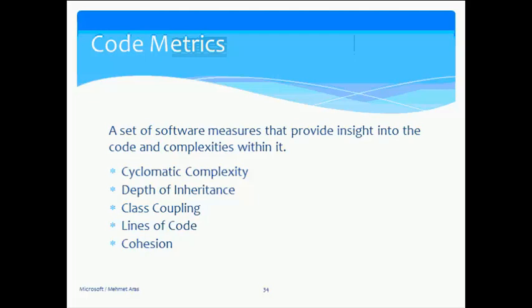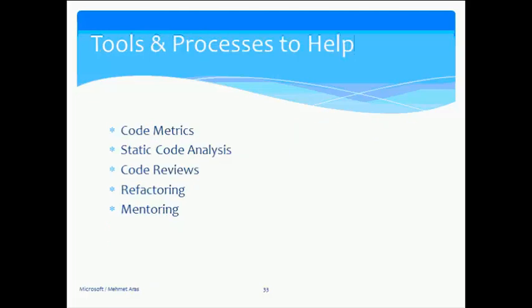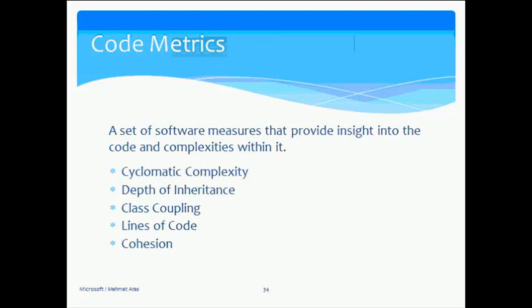Now, code metrics, I'm going to go over these a little bit in detail. Code metrics is a set of software measures that provide insight into your code and complexities within it. So basically, mathematicians and computer scientists with a lot of PhD degrees, with a lot of brains, they got together a long time ago, even now. They said, okay, how do we measure complexity? It is one thing to take a look at a code and make comments, but that's going to vary from person to person. We need something more objective.